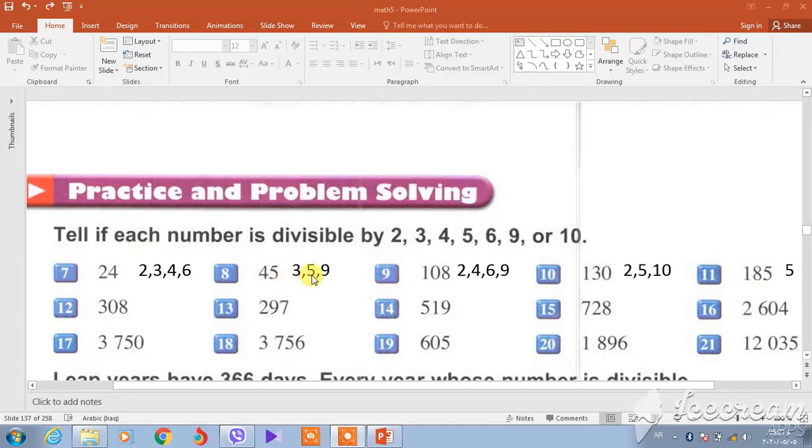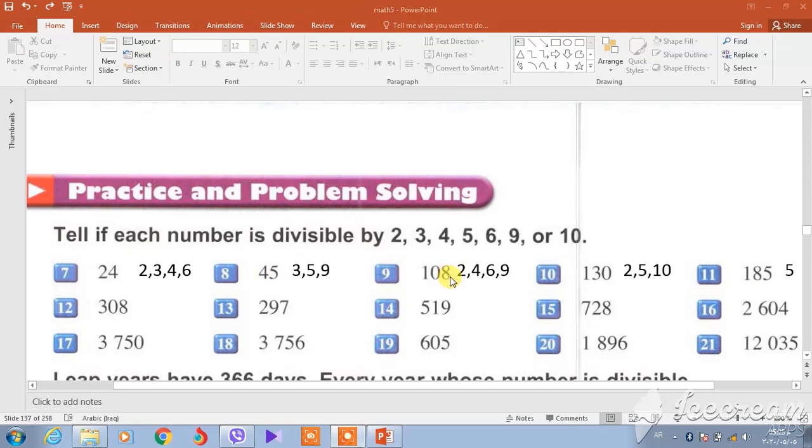And divisible by 5? Yes, because the last digit is 5. And divisible by 6? No, because it's not divisible by 2. Divisible by 3 but not divisible by 2, so it's not divisible by 6. And divisible by 9? Yes, because 4 plus 5 equals 9. 9 is divisible by 9, so 45 is also divisible by 9. Divisible by 10? No, because the last digit is not 0.